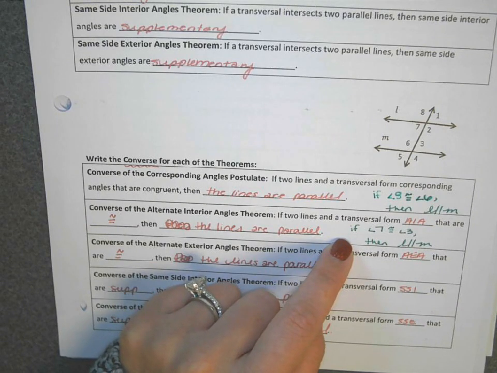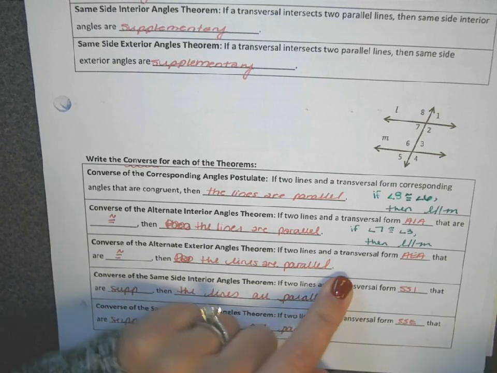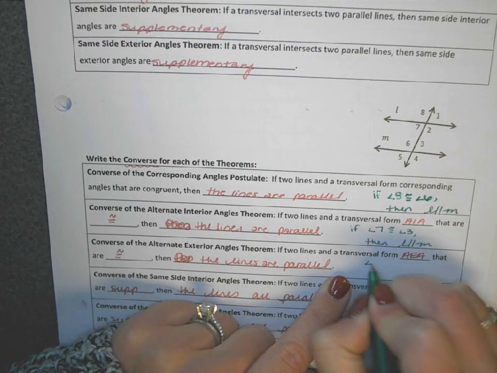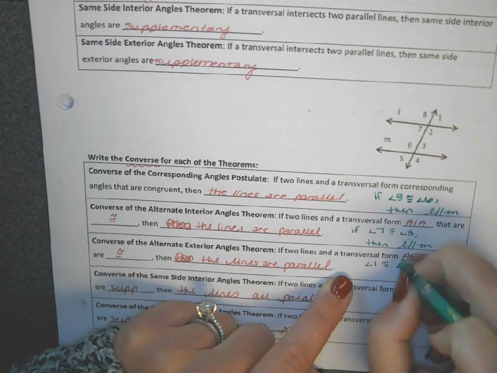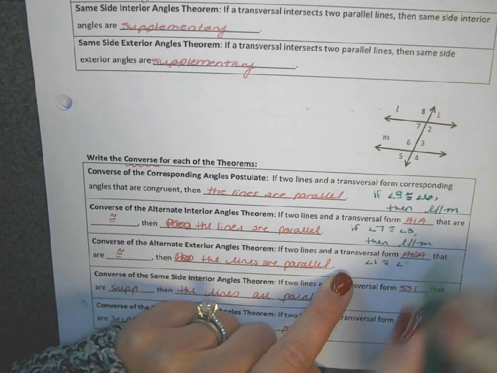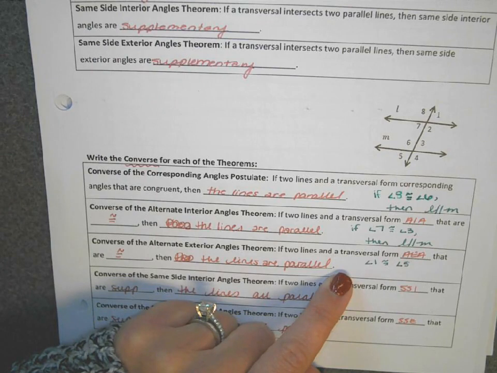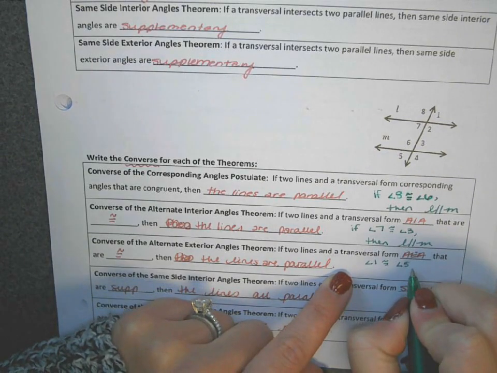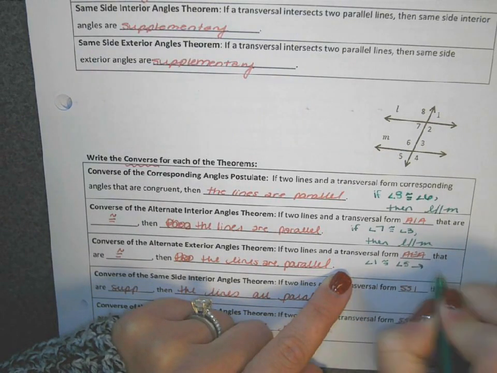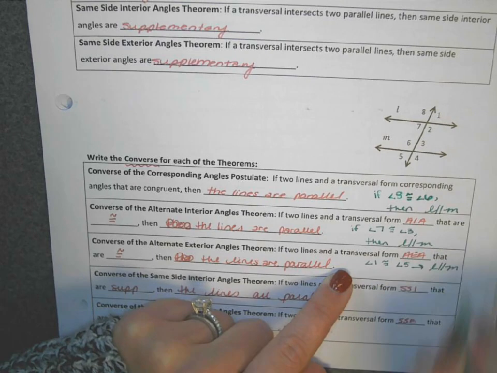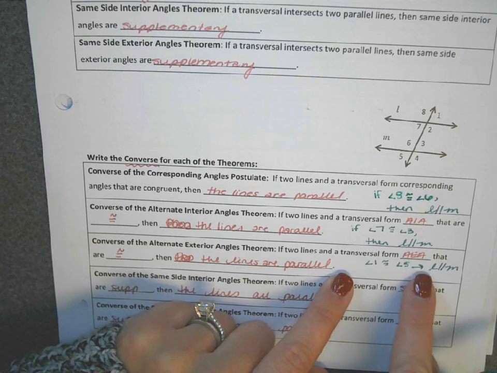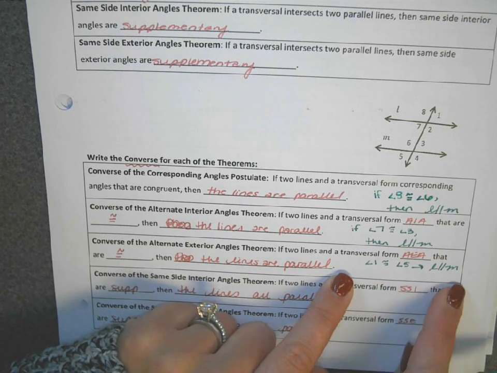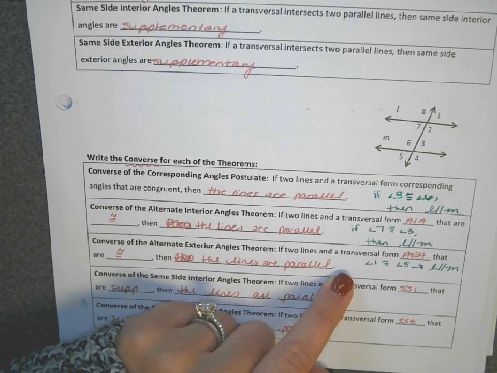Okay. If these ones are alternate exterior, so let's say I said angle 1 is congruent to angle 5. Okay, angle 1 is congruent to angle 5. That would tell us that L is parallel to M. Remember, if you draw just the arrow like this, that implies, so that means it's an if this, then this. That arrow tells you it's an if-then statement.